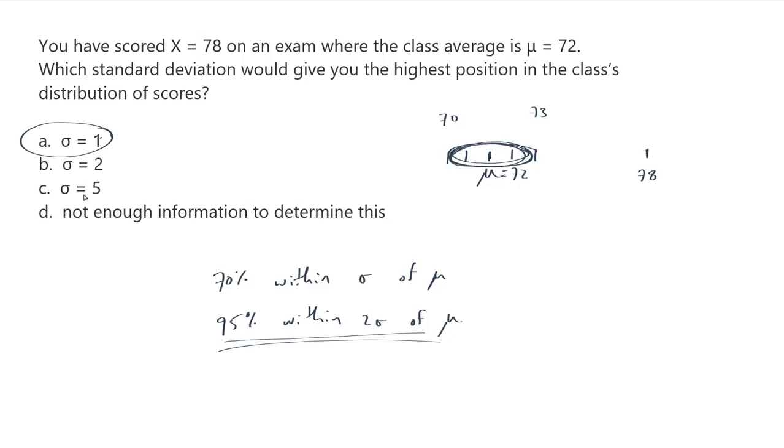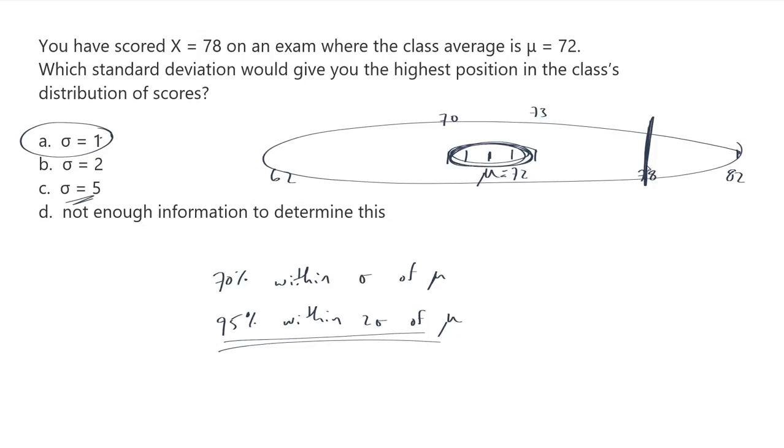If, on the other hand, we said it was the other extreme, if we said it was 5, that means that 95% of scores are within 2 5s away from 72. So what are 2 5s above 72? That goes all the way up to 82 and all the way down to 62. So that basically means that almost all of the distribution sits within this range. You are well within that range. Suddenly your score doesn't stand out as much.